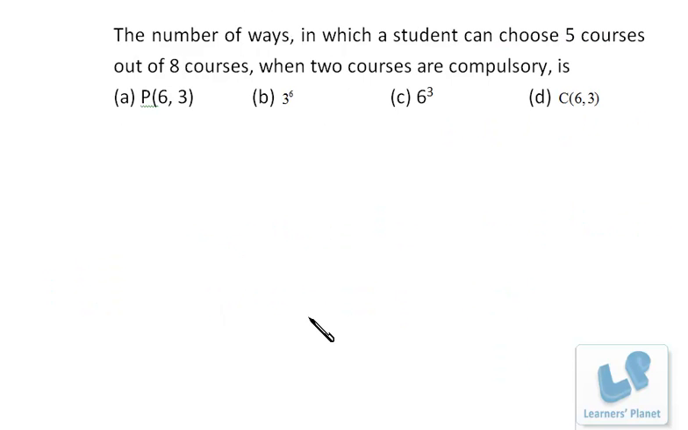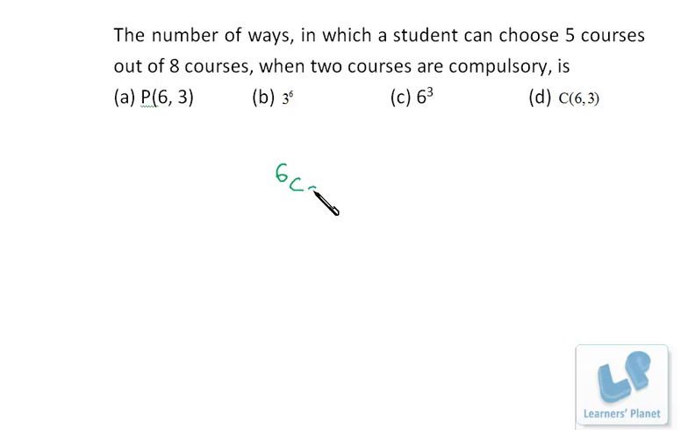Let's try this question. The number of ways in which a student can choose 5 courses out of 8 courses when 2 courses are compulsory. Now if the 2 courses are compulsory, he has to choose only 3 more courses from the remaining 6 courses. So 8 courses are there, 2 are compulsory, there is no choice at all. So from the remaining 6 courses, he has to choose 3 more courses to make 5 courses.